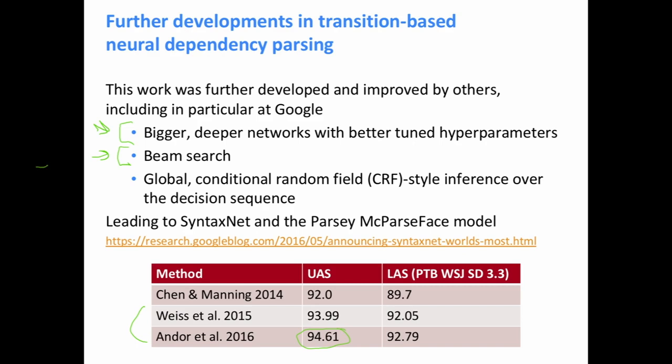A final thing they did with beam search, which we're not going to talk about here, is this more global inference to make sure the output is sensible. That led to Google developing these models that they gave silly names to, especially the ParseyMcParseface model of parsing. That pushed the numbers up even further, so they were getting close to 95% unlabeled accuracy score from these models.